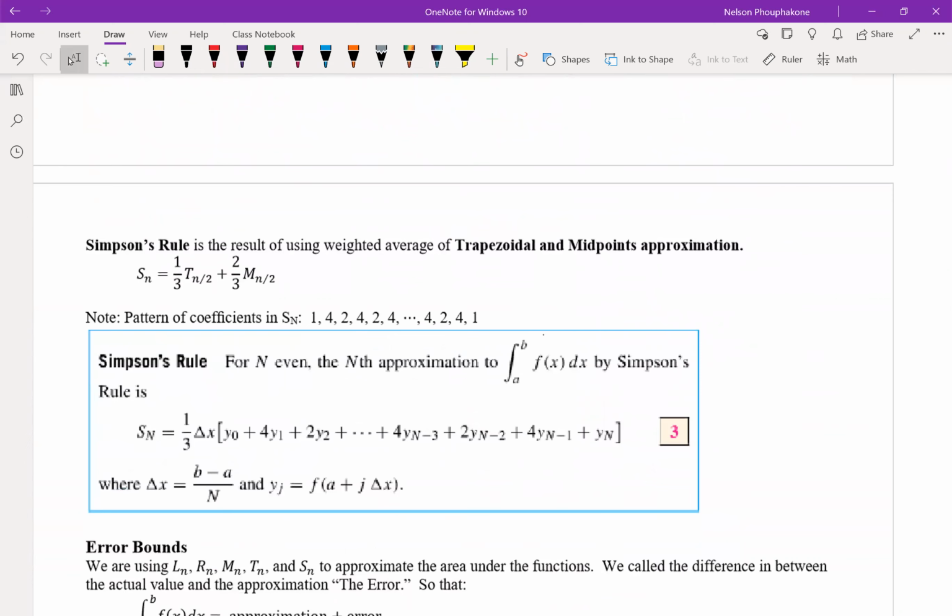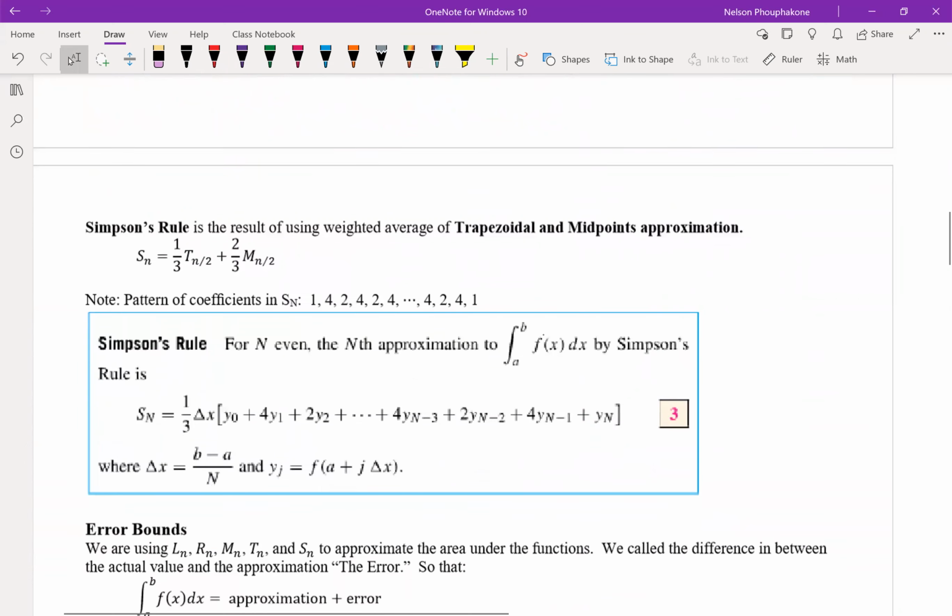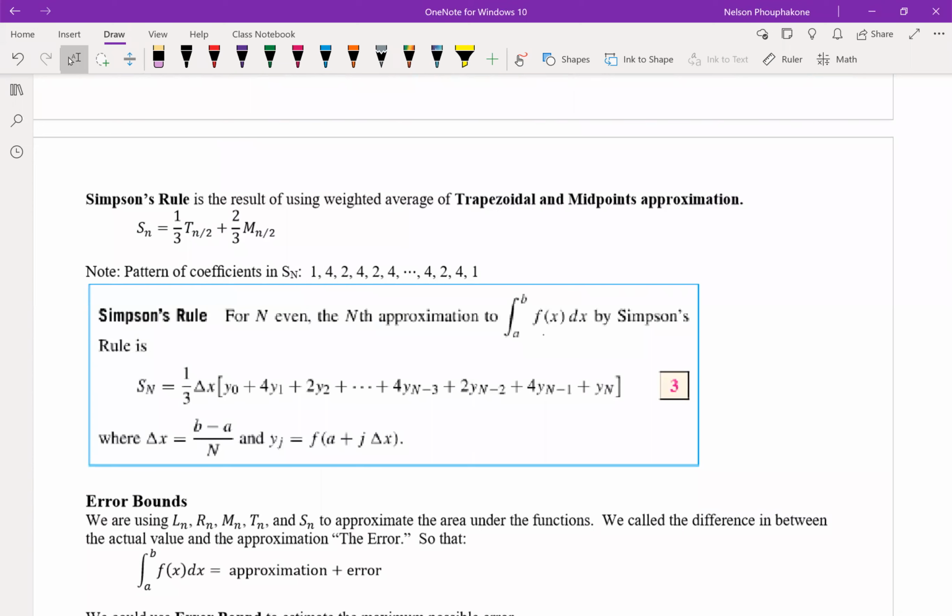The next one, I would like to talk about the Simpson rule. Now the Simpson rule basically is the weighted average between trapezoidal and the midpoint approximations. After we calculate the idea, we find out that this is how we define it: S sub n is 1/3 T sub n over 2 plus 2/3 M sub n over 2.